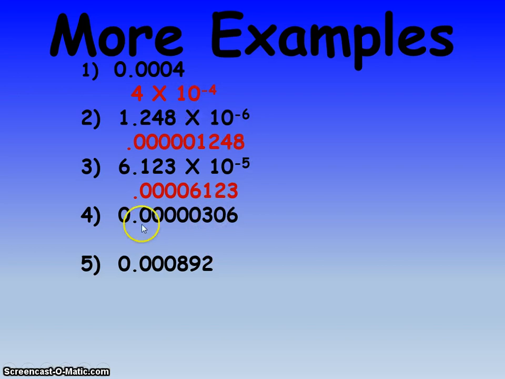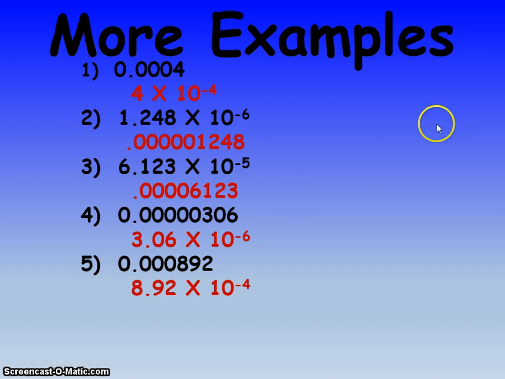3.06, same thing. Oh, nope. Now we're going back to converting again into scientific notation. So I've got to get that number between 1 and 10. So I've got to move the decimal 1, 2, 3, 4, 5, 6 places. 3.06 times 10 to the negative 6. And 1, 2, 3, 4 places. 8.92 times 10 to the negative fourth.